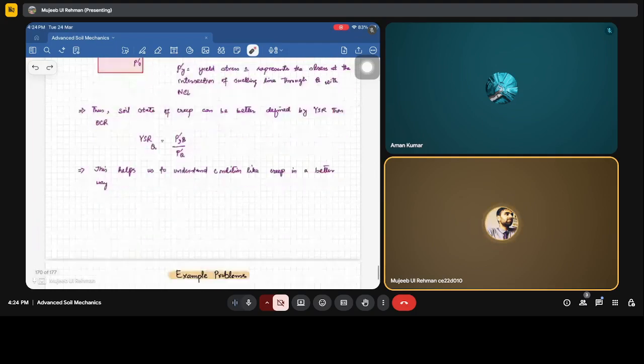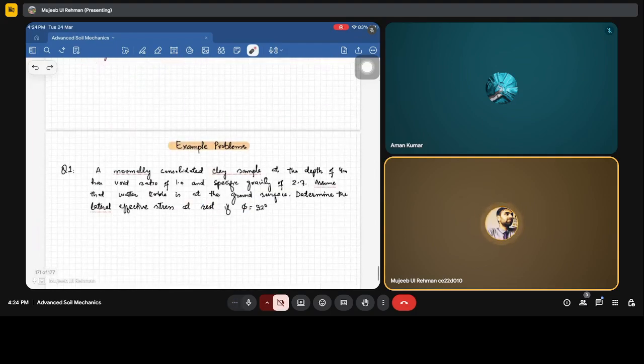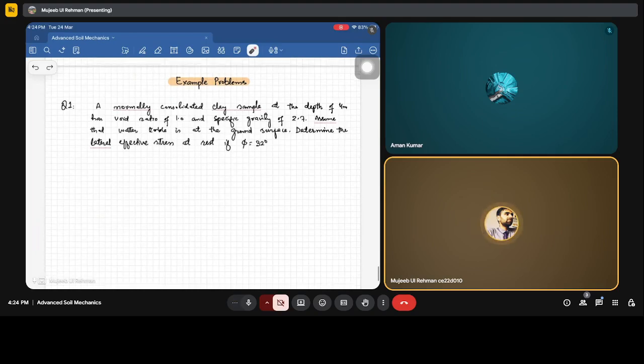Fine. So all this content we have seen in week 9. Now we will do some example problems. These example problems are very similar to the ones that you will see in the assignment problems. So after a 5 minute break, we will start doing example problems.